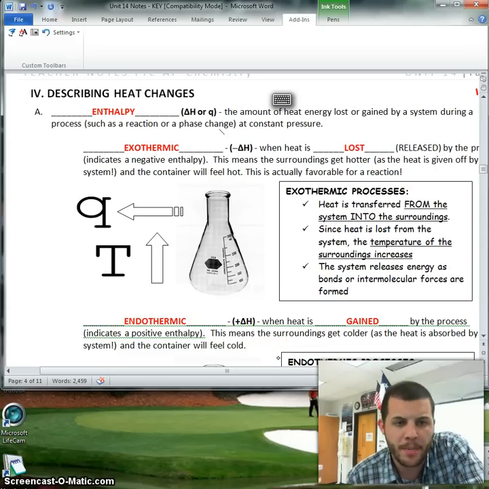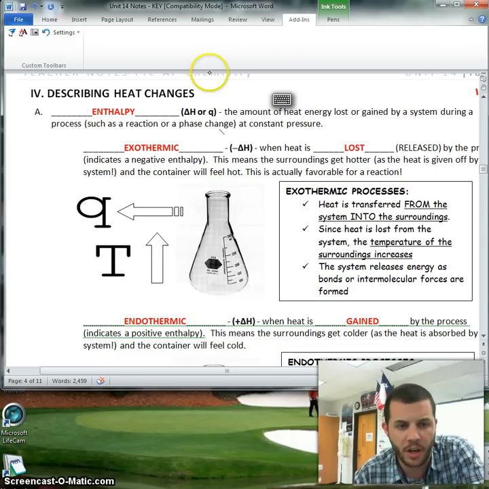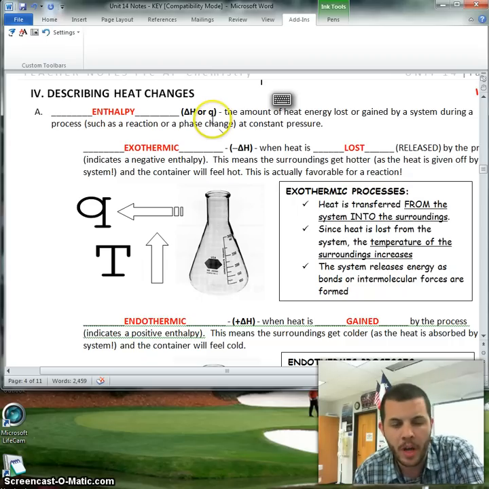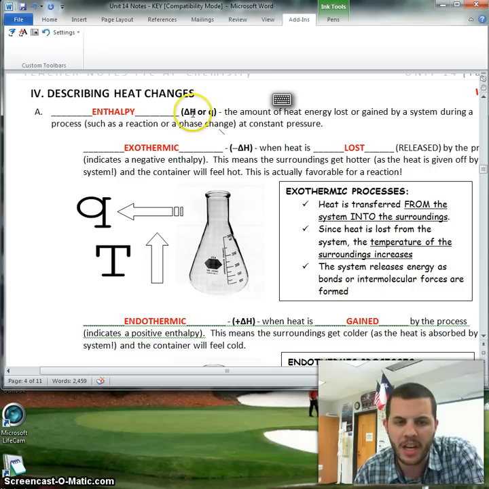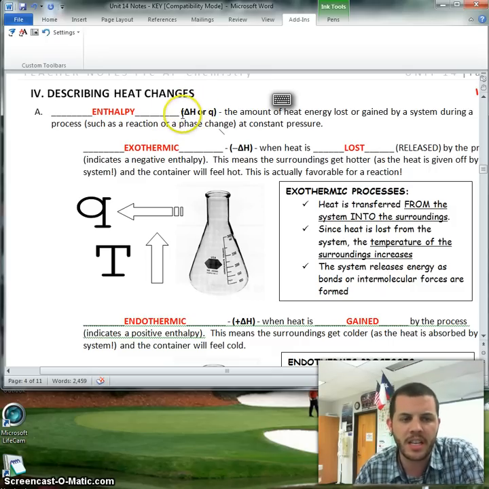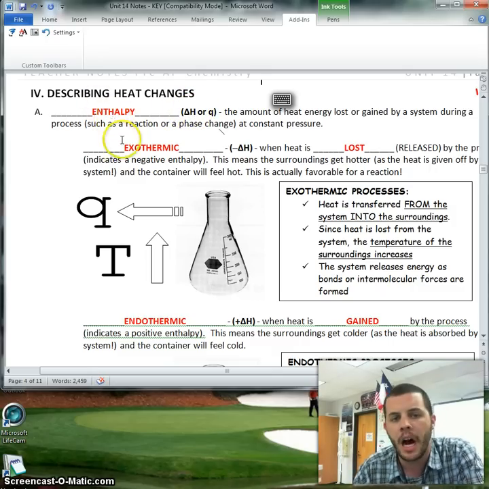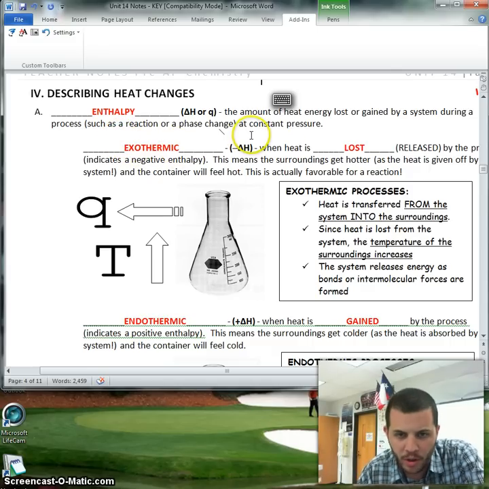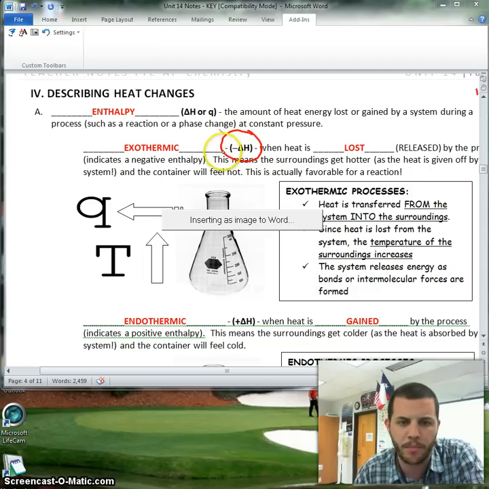So we can describe heat changes through a process called enthalpy. We would represent that through a delta H or a Q as our variable. And delta H, remember the delta symbol means the change in, and H of course stands for heat. So the change in heat is going to be our enthalpy. If we have an exothermic reaction, this is going to be characterized by having a negative delta H. And that's something that's very important to remember.